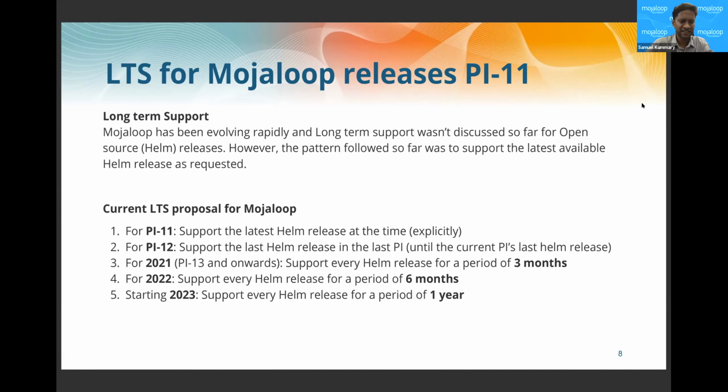That way, we at least have some stability and clarity for implementers, saying, okay, this will be supported for, let's say, the coming months. We're looking a little bit ahead here. Please let us know if we're getting ahead of ourselves, but having something as a proposal is better than not. So for 2021, we'll support every Helm release for a period of 3 months. From the next year, a period of 6 months, and from 2023, a period of 1 year. And beyond that, when we move to longer-term support, the community will make a call after reassessing at that time.